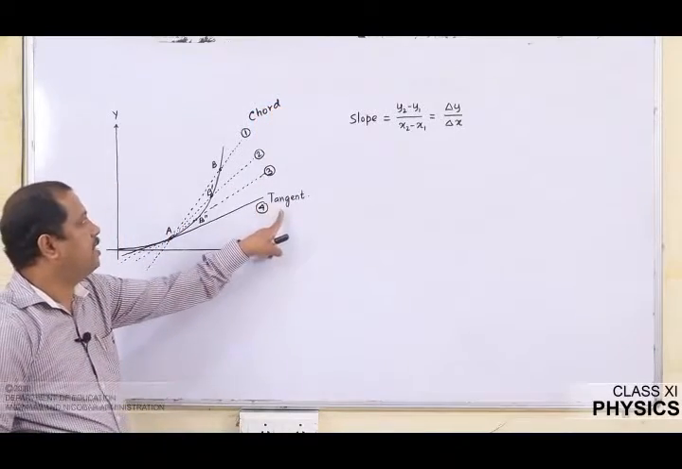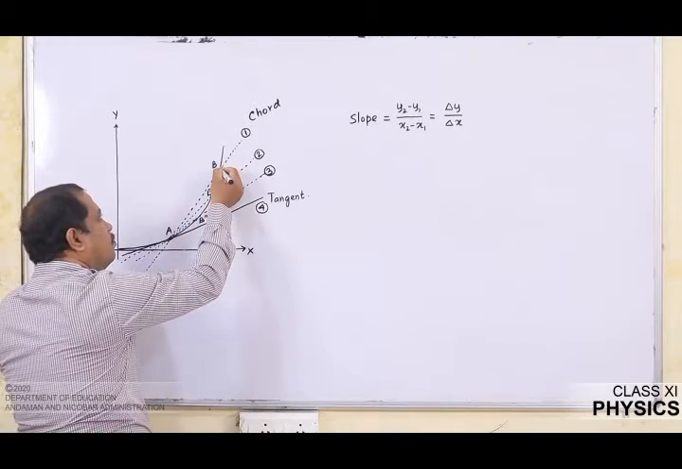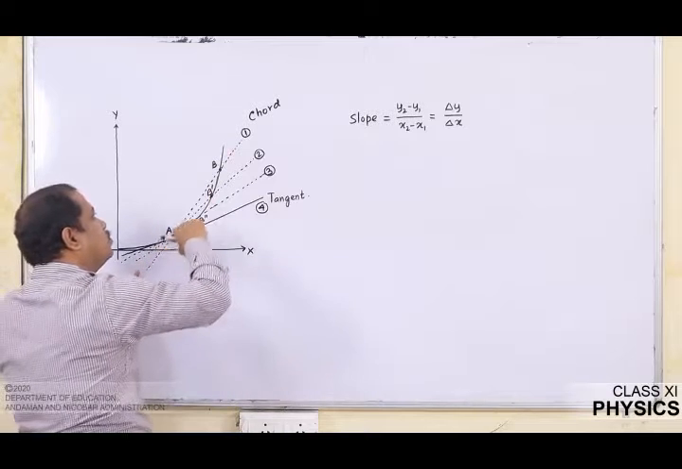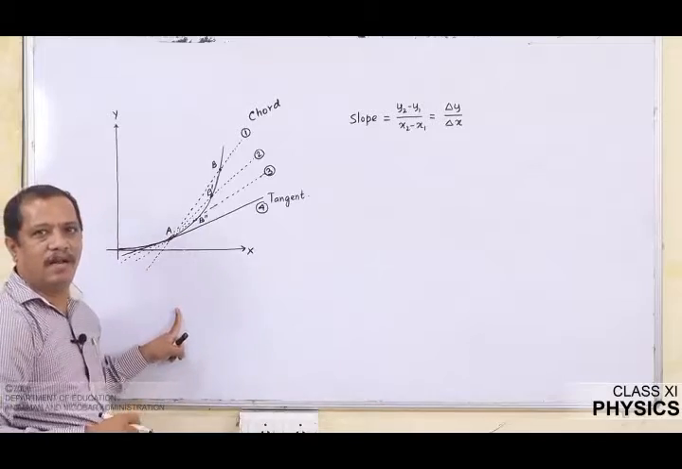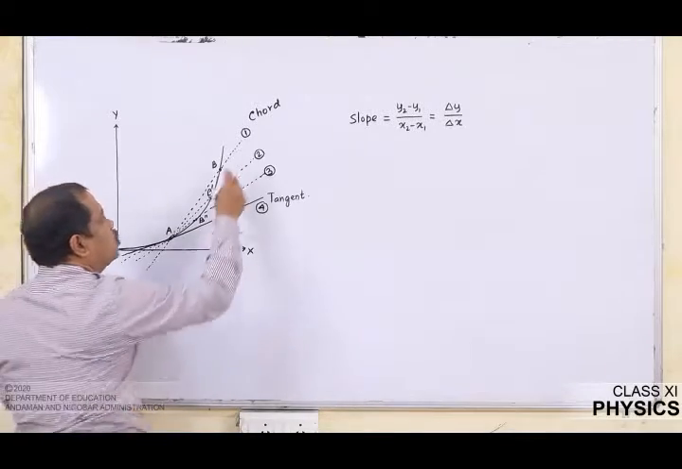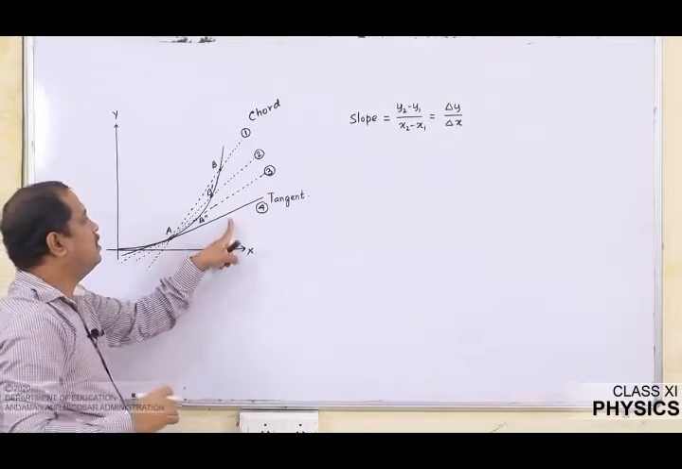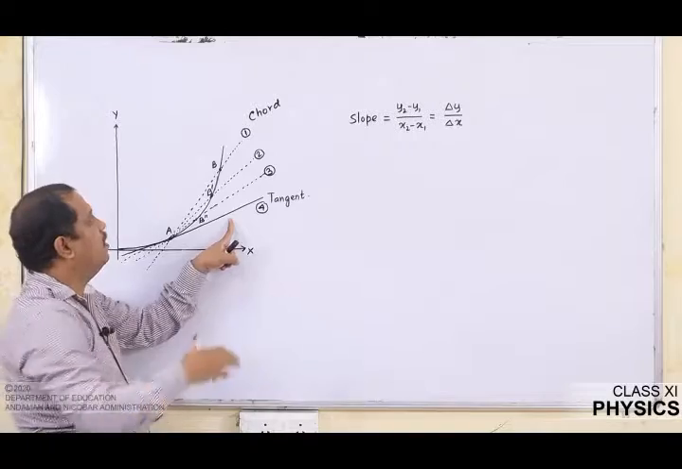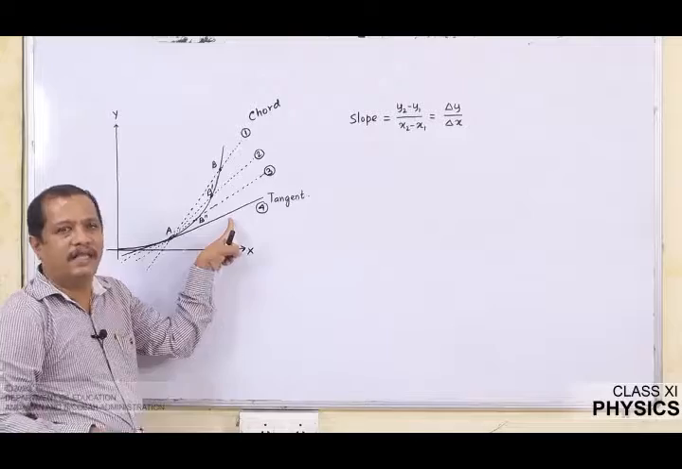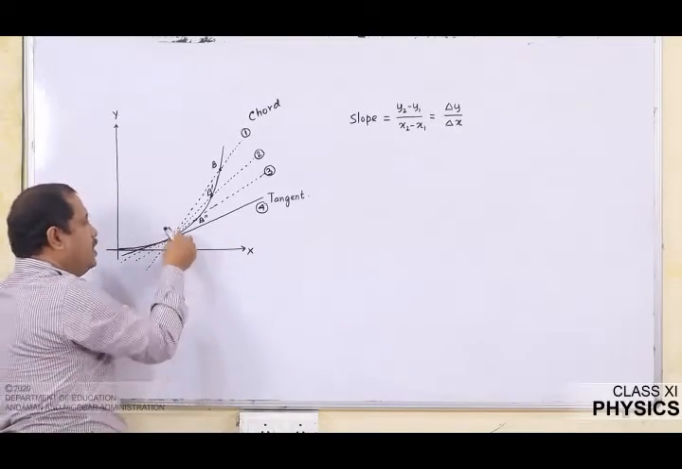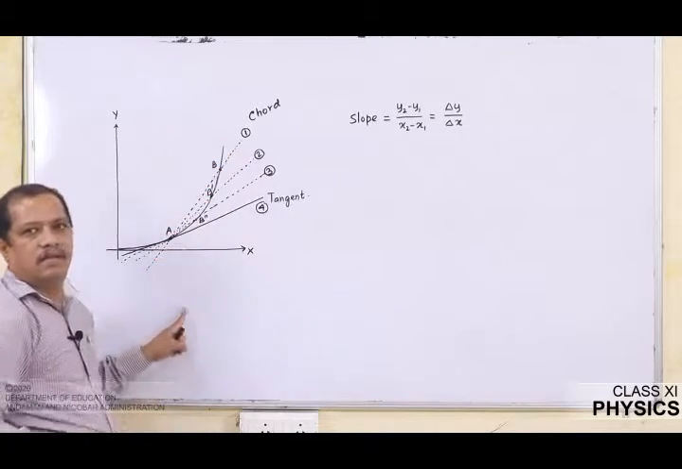So, tangent and chord. What I did, I considered one point B on the curve and tried to calculate the slope. Joining point A and B forms one straight line, I called it line 1. When I compare the slope of line 1 with the slope of the tangent, I hope you will say that, sir, the slope of line 1 is greater than the slope of the tangent because the angle made by the tangent with the positive direction of the x axis is less than that of chord 1.